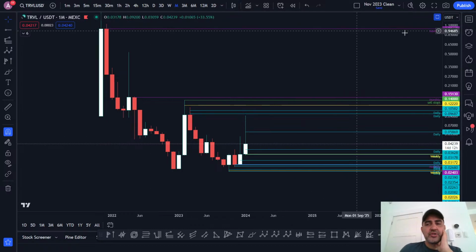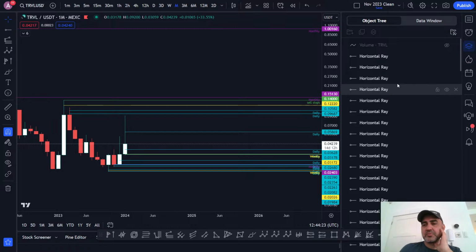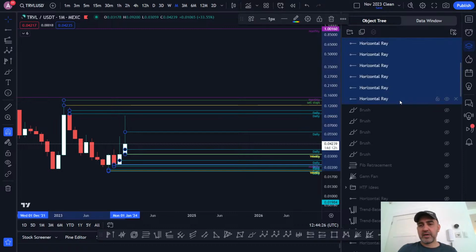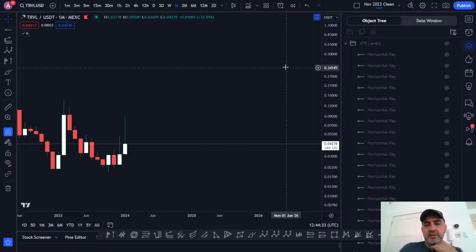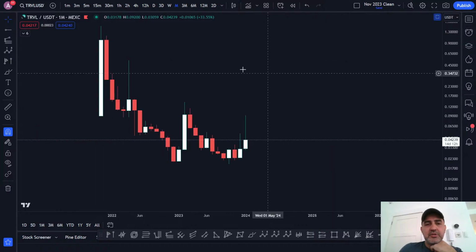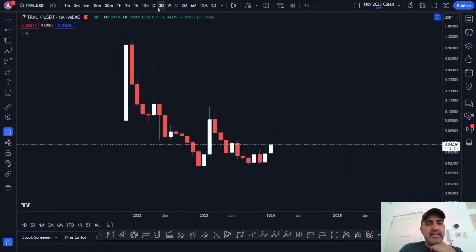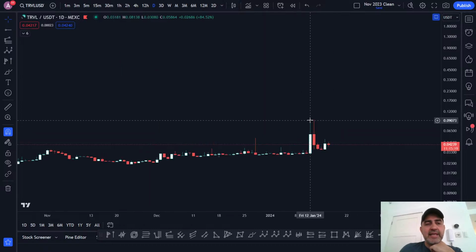And you can actually, let me just put all of this stuff into a group. What I do is I put these all into a group and call it, rename it, higher time frame levels. And then what you can do is, let's say you want to start laddering in on the daily time frame.